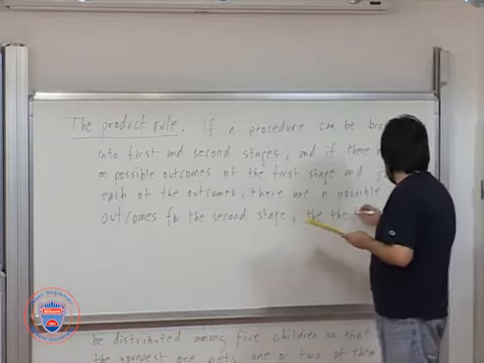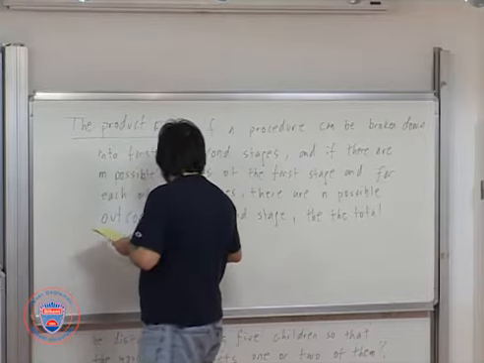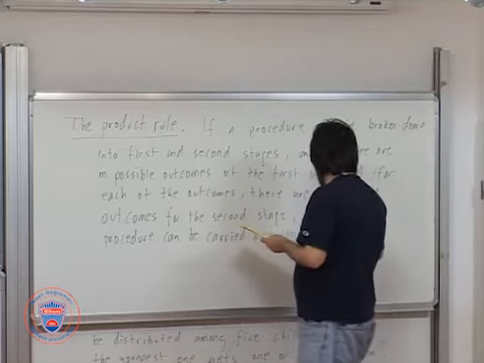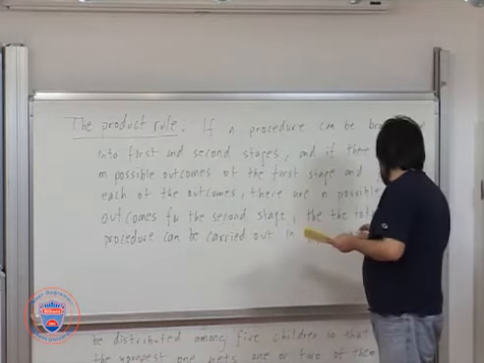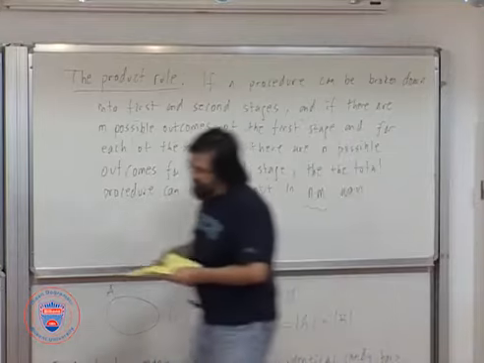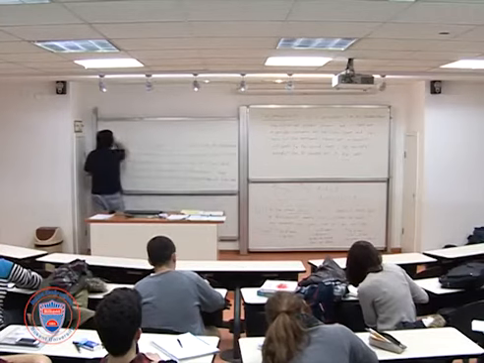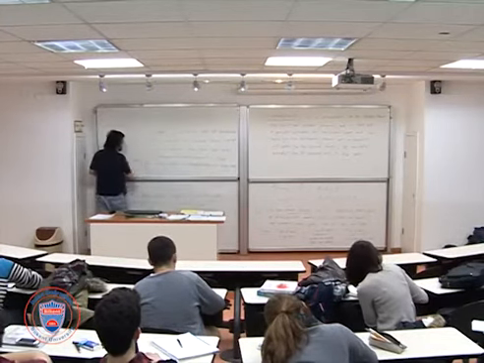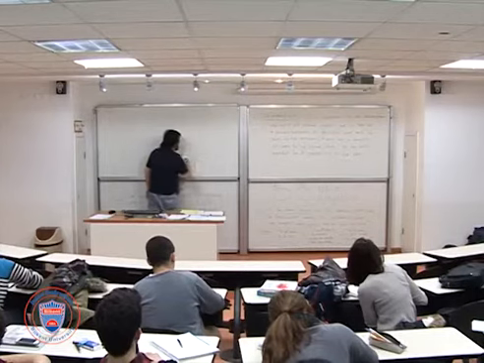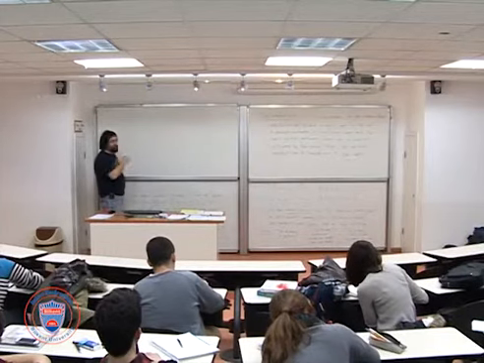then the total procedure can be carried out in n times m ways. So here it's the product. That's why it's called product rule. You can easily see that this is a slightly different situation. Instead of disjoint union, in this case you're looking at the Cartesian product of sets and basically tuples formed by those sets. So the total number of things inside a set of tuples is the product of the number of elements in each set.